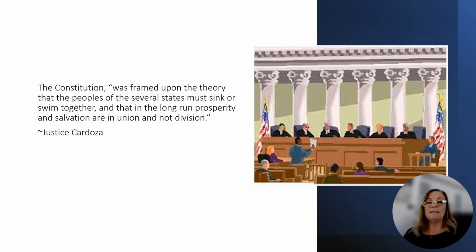of the several states must sink or swim together, and that in the long run, prosperity and salvation are in union and not in division. And that's what we're talking about when we're talking about the Dormant Commerce Clause. You can't discriminate against another state when it comes to commerce.